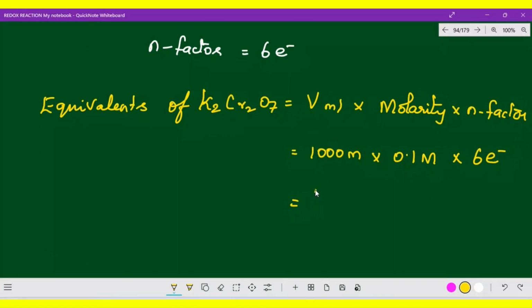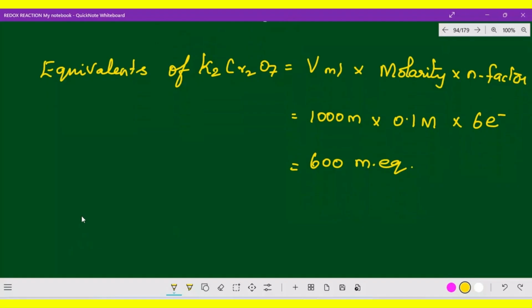So you will get how much? 600, right? 600 milli equivalent. Now the same way, millimoles of Fe2+. Again, it has been converted with the zinc dust, right? Fe2+ to Fe3+.